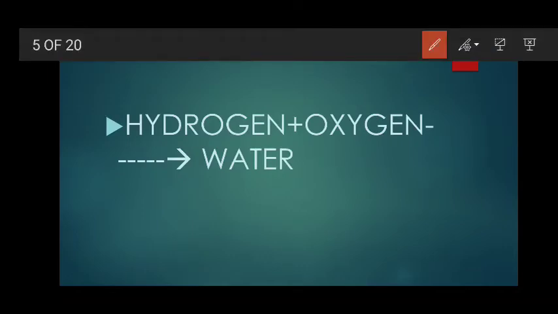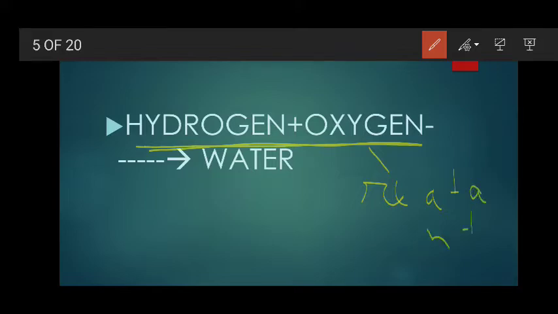For example, hydrogen plus oxygen. Hydrogen and oxygen are the reactants. When hydrogen and oxygen react, it gives water, so water is the product, clear? So hydrogen and oxygen are reactants, and always the reactant is written on the left side and the product is written on the right side.